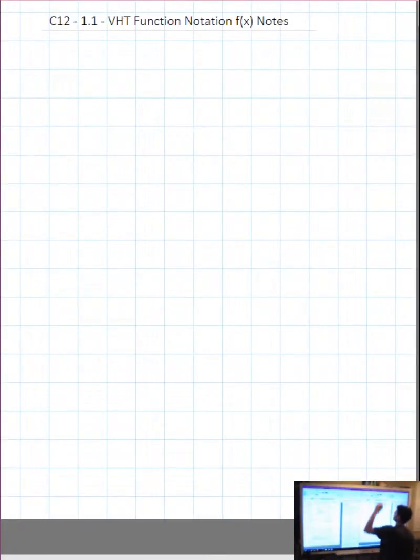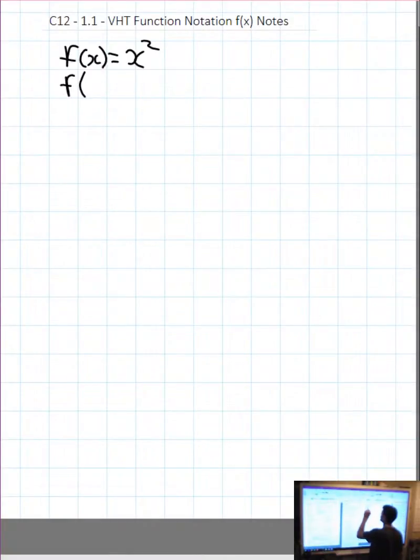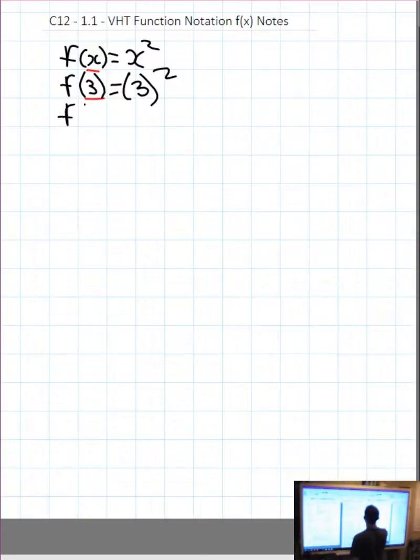So let's take the function f of x equals x squared. And let's ask ourselves, what's f of 3 equal to? Well, it looks like I put 3 in for x on the left-hand side of the equation. So that means I have to put 3 in for x on the right-hand side of the equation. So f of 3 would therefore equal 9.